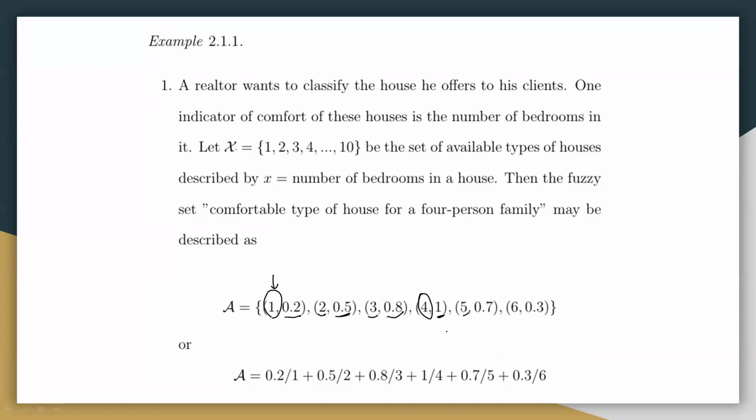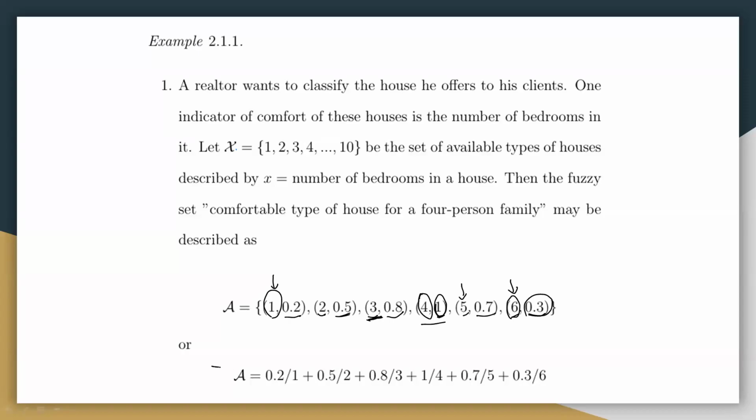If it is 5, it is not as good as where a four-person family can live in a type of house. If 5 people come in it, then it's not as good as being a complete part of the set, but it will be something like 0.7. It's even worse for 6 people. Sorry, not number of bedrooms, number of people in the house is 6, and you can say it is 0.3. So this is how they have designed it.